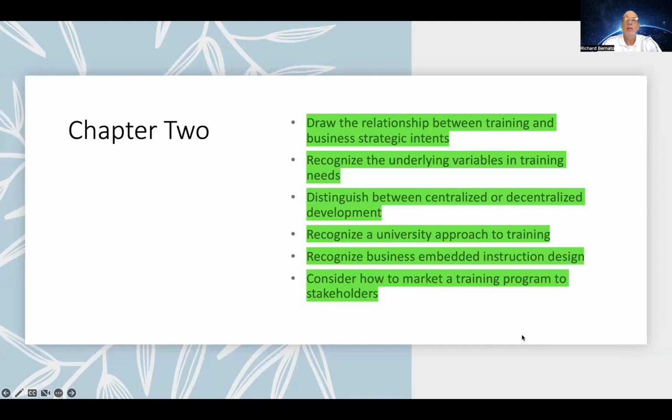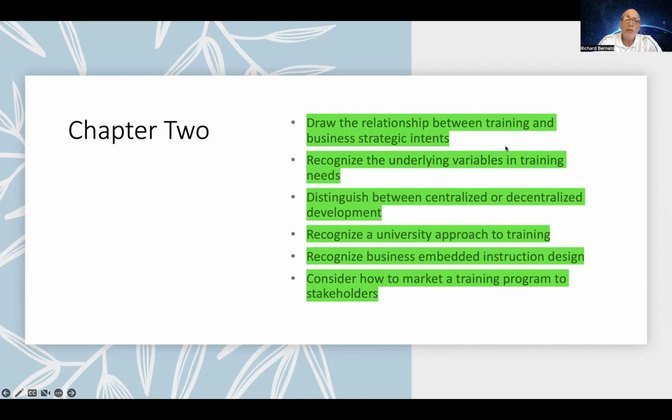And then we go to chapter 2. Look at the verbs. Draw the relationship. Recognize low level. Distinguish high level between centralized and decentralized development. Recognize a university approach. Recognize business embedded instruction design. Consider how to market a training program to stakeholders. There's 1, 2, 3, 4, 5. There are 6 courses in there. Not one class session here. There are 6 courses in there. It's a great complexity as far as all of these premises are concerned. But what we're doing now is taking some sandpaper and rubbing it across your skull so that you're more sensitive to what these issues may take into consideration.